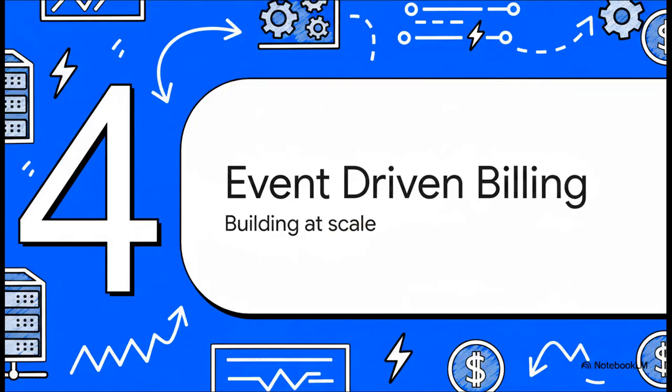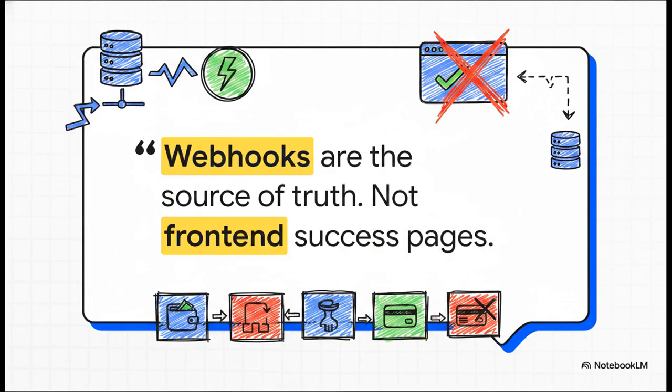Section 4, event-driven billing architecture. Okay, so how do we actually wire these transitions up in a real production environment? Well, the most important architectural rule you can follow is this. Webhooks are the source of truth, not your front-end success pages. You cannot, under any circumstances, rely on optimistic updates from a user's browser.